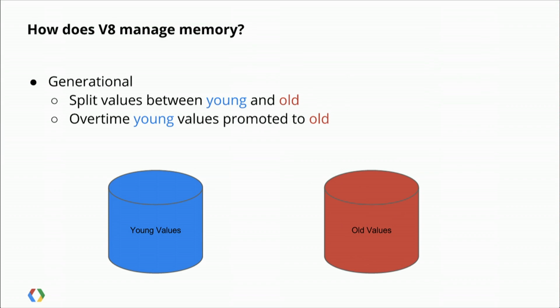V8 manages memory in 2 generations. There's the young generation and then the old generation. By young and old, I mean how long the JavaScript value has existed. Over time, young values get promoted to old values. After a few garbage collections, if the value survives, meaning that there's a retaining path and it's kept in memory, eventually the value gets promoted into the old generation.